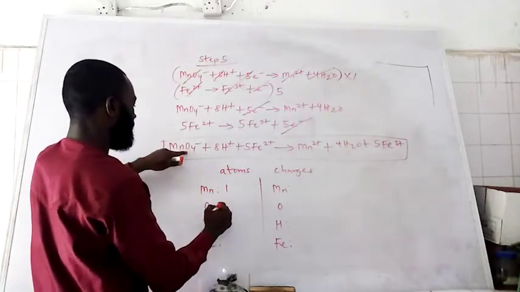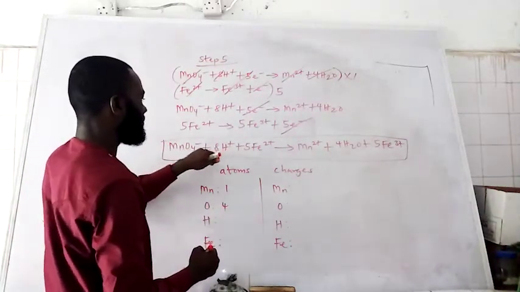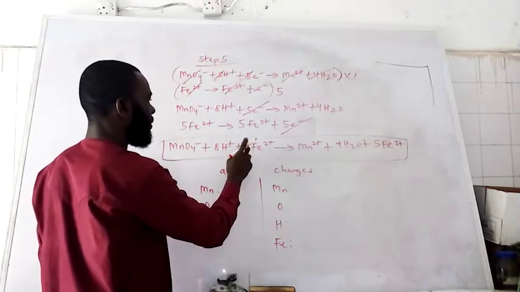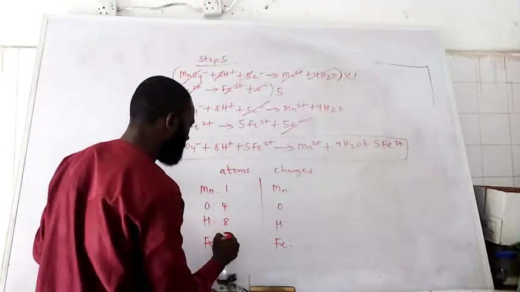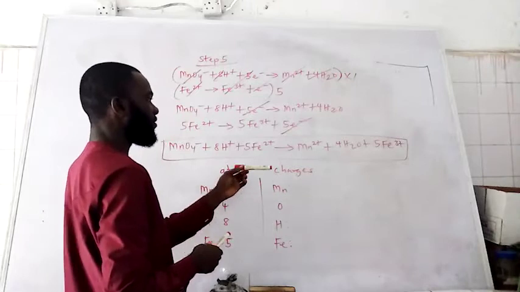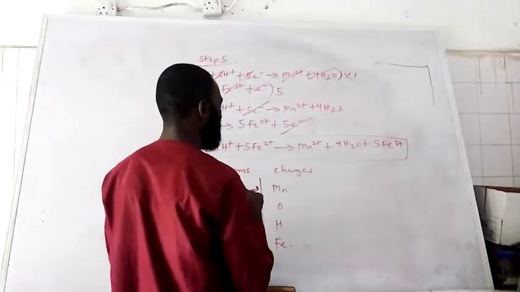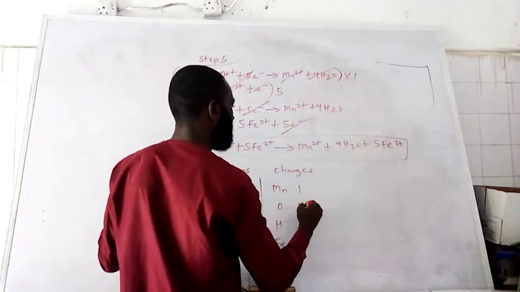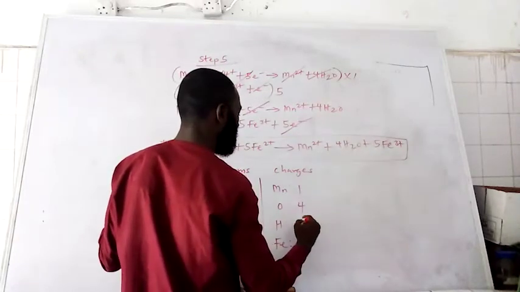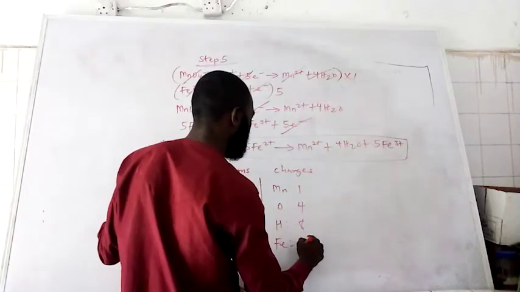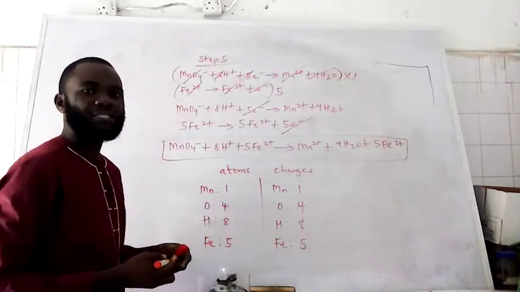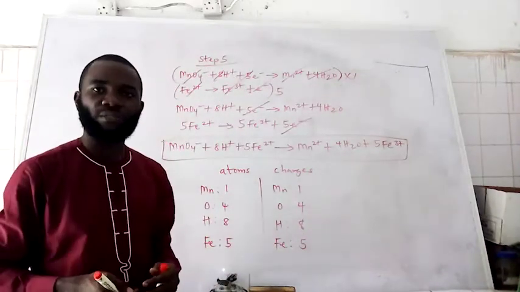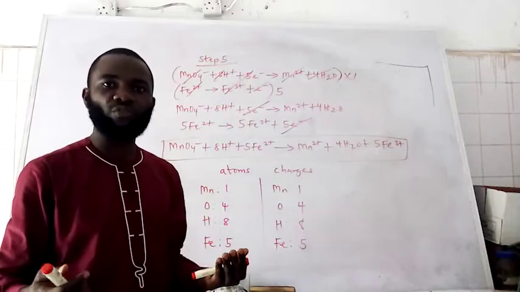For oxygen, I have 4. For hydrogen, I have 8 atoms. Then for iron, I have 5 atoms. For the right hand side, I have 1 atom of manganese, 4 atoms of oxygen, then hydrogen 2 times 4, I have 8. Then my iron, I have 5. So that implies that the atoms are balanced. The next thing is to move on to the charges.